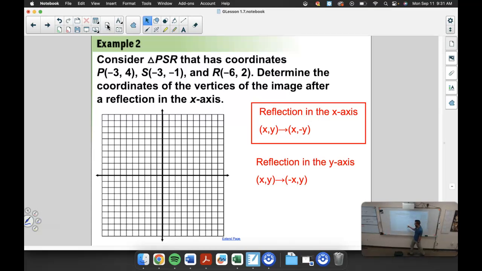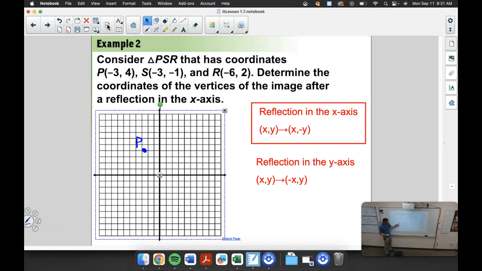So if I take P, (-3, 4), 1, 2, 3, 4, this is P. If I reflect that over the x-axis, which is here, it should be straight in front of it, same location and same distance away. So it's going to come down this way, down to here, 1, 2, 3, 4, right here. I'm going to call this P prime. P with a little apostrophe. That's called prime.